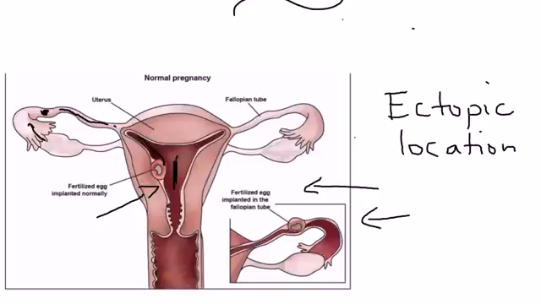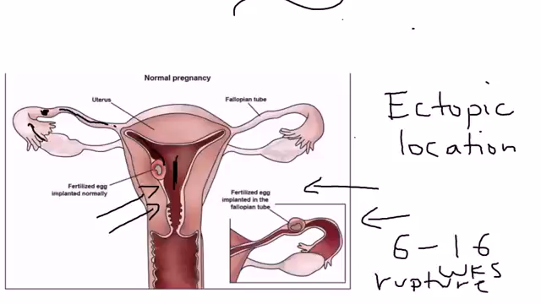The reason is because the fallopian tube doesn't expand the way a uterus does during pregnancy. So eventually the fallopian tube is not big enough to house the growing zygote as it becomes an embryo. So between 6 to 16 weeks there will be a rupture, and then when that happens, that's basically the end of the pregnancy. So this is a very severe problem, and we'll talk about the symptoms and the treatment.